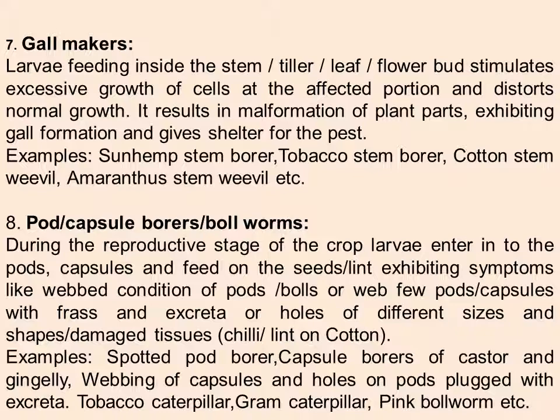During the reproductive stage of the crop, larvae enter into the pods, capsules and feed on the seeds or lint, exhibiting symptoms like webbed condition of pods, bolls or few pods or capsules with fuzz and excreta or holes of different sizes and shapes, and damage the tissues like the chili, the lint on cotton. Now, actually, these are the worms or the borers. We have talked about the stem borers earlier, the shoot borers earlier, but these are the capsule borers.